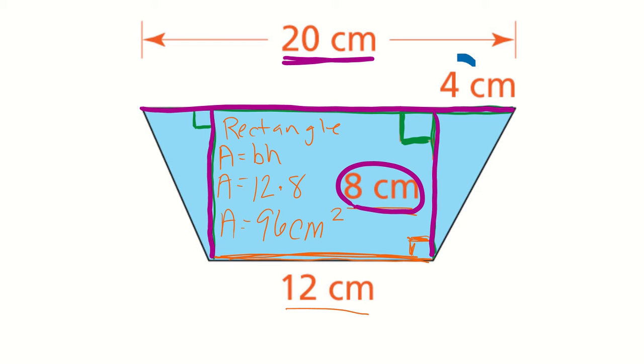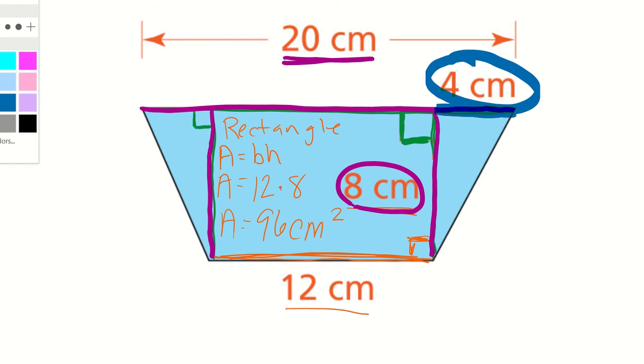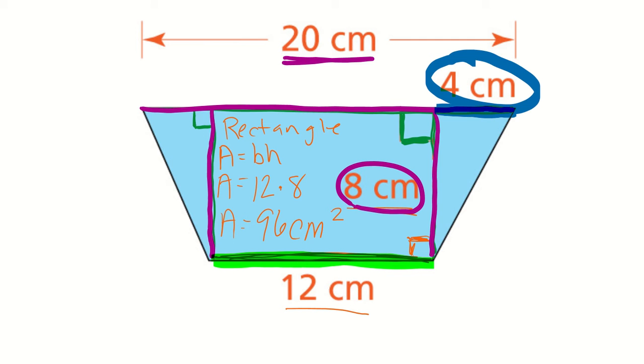Right here, it tells us that the base of this triangle is 4 centimeters because it's just pointing out this distance here. And then we already know that the base of the rectangle is 12 centimeters. And if the base of the rectangle is 12 centimeters on this side, it has to be 12 centimeters on this side. That's how we define a rectangle: the opposite sides are parallel and equal lengths.